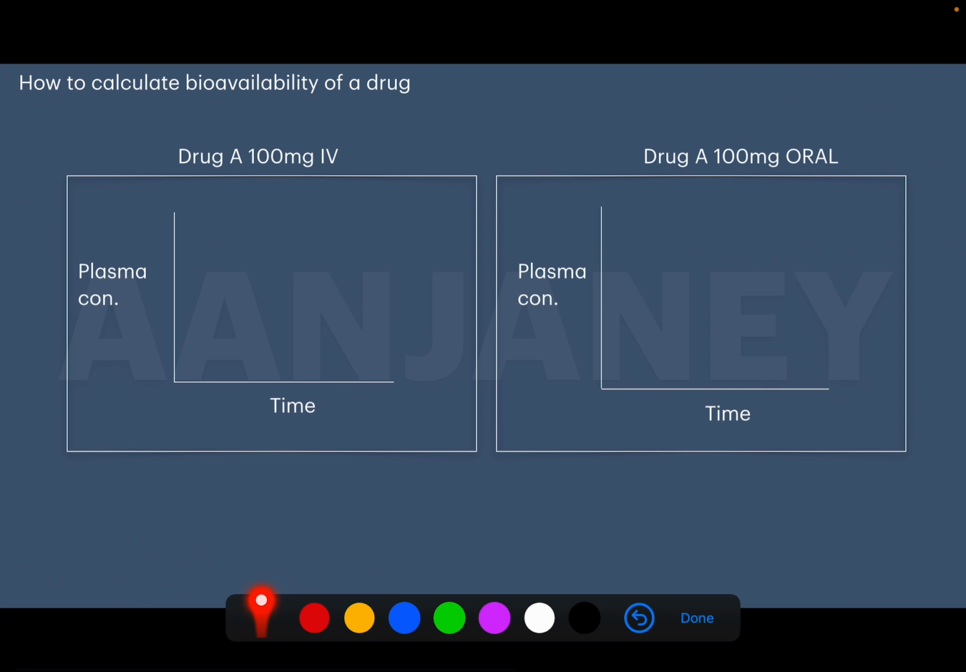Done. So now, how do I calculate the bioavailability of a drug? Let's say a drug A is given 100 milligram IV. Now, I want to calculate the bioavailability of a drug by oral route. So first I will give that same drug by IV route, and then I will measure the plasma concentration at regular time intervals. So initially, when the drug is given, it has high plasma concentration, right? When it is utilized, it slowly decreases. So drug decreases over time. So this is the IV graph.